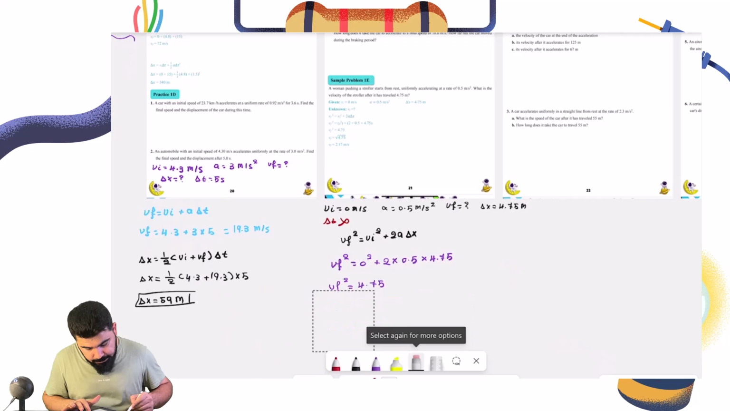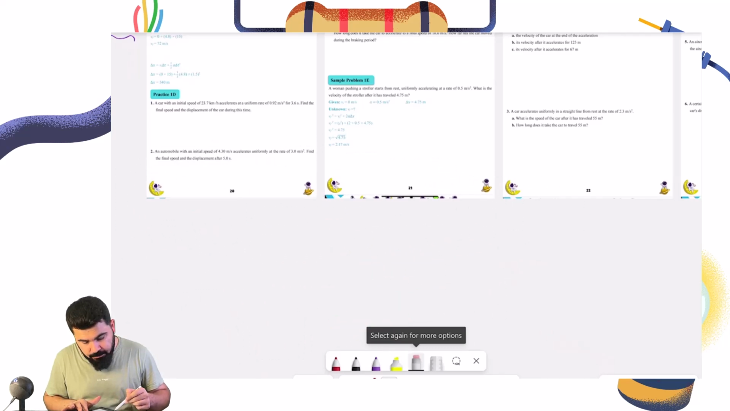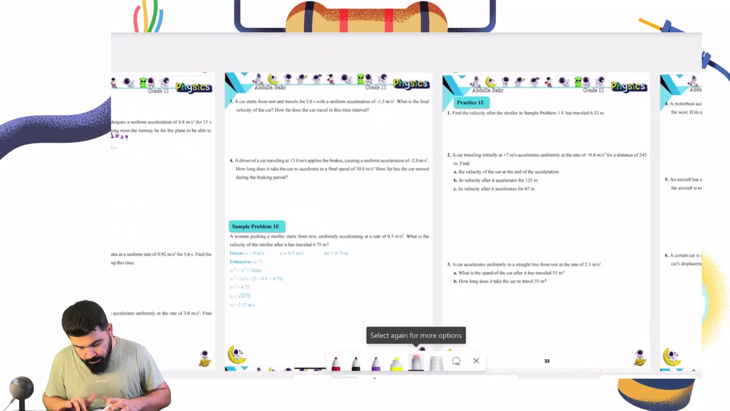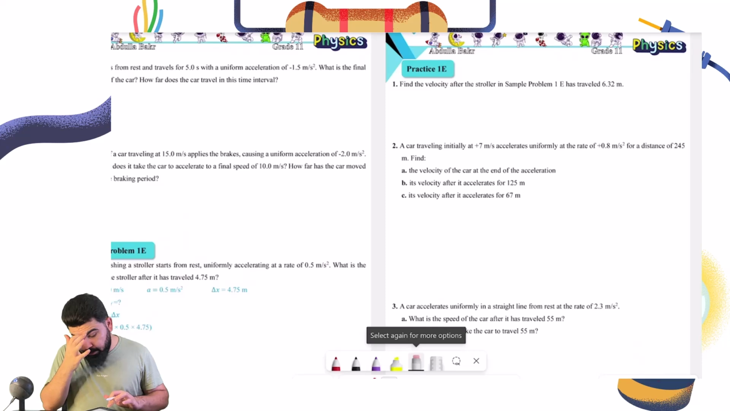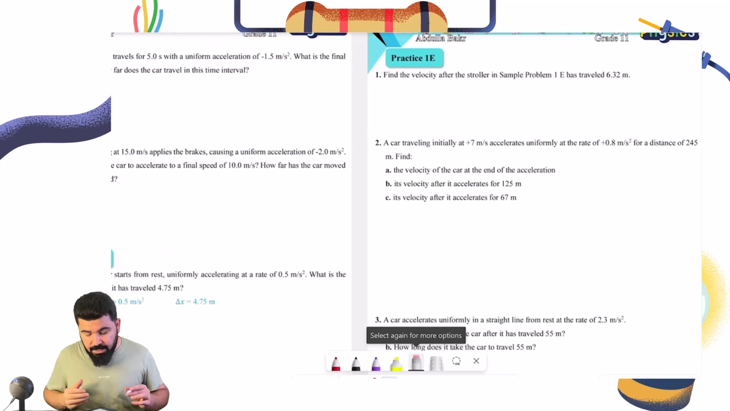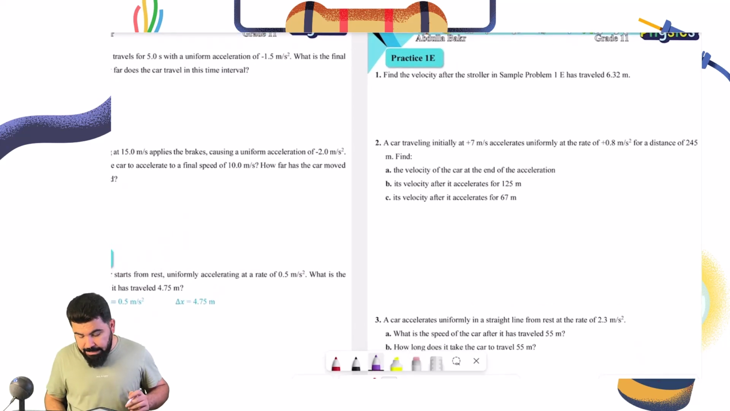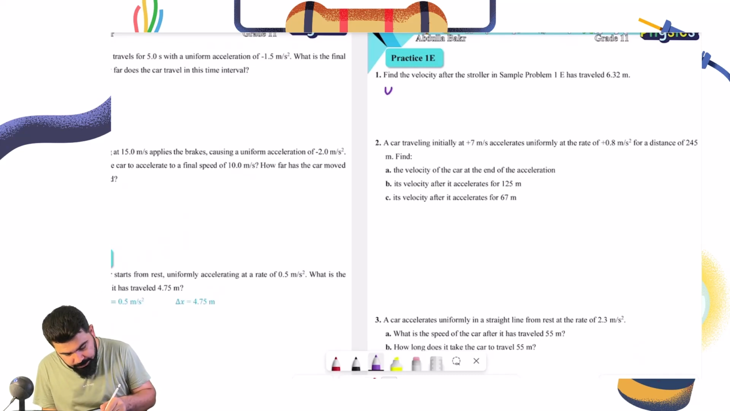Question 1 from practice 1E. It says find the velocity after the stroller has traveled 6.32 meters. So it's the same equation. We're going to say V final squared is equal to what?